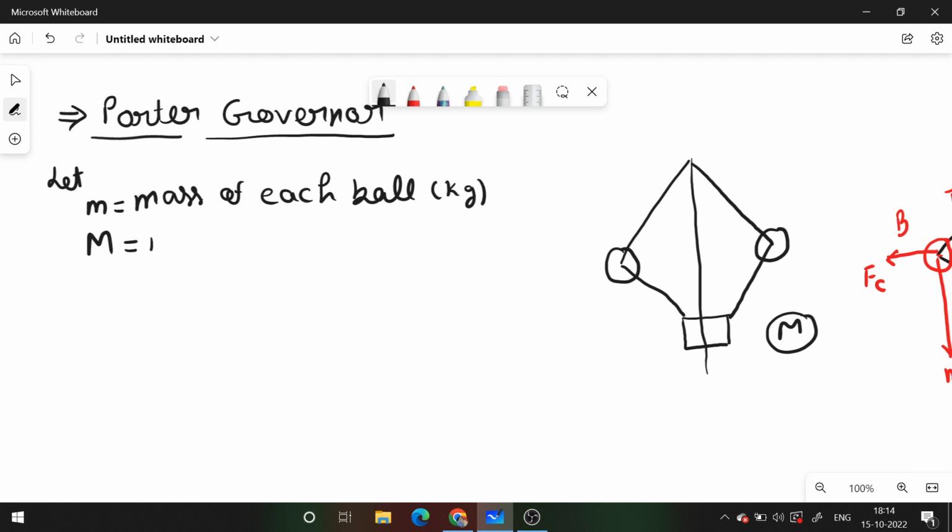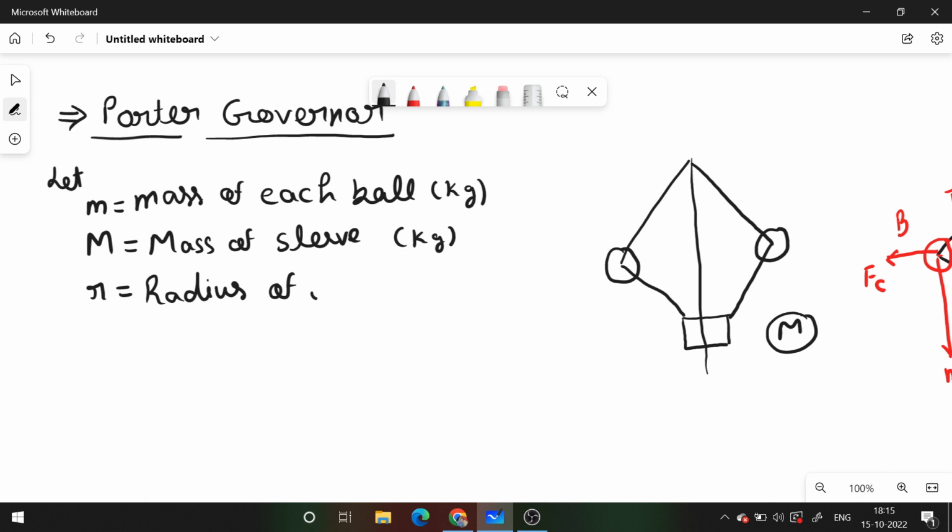Capital M is the mass of sleeve in kg. Now small r is the radius of rotation in meters.